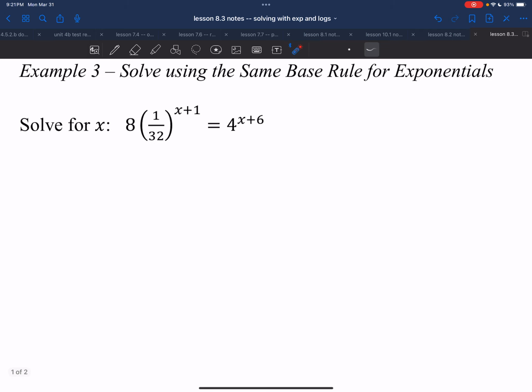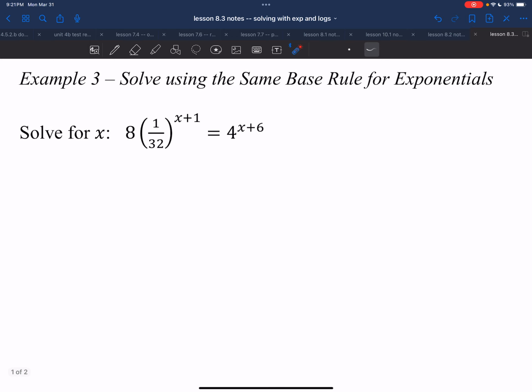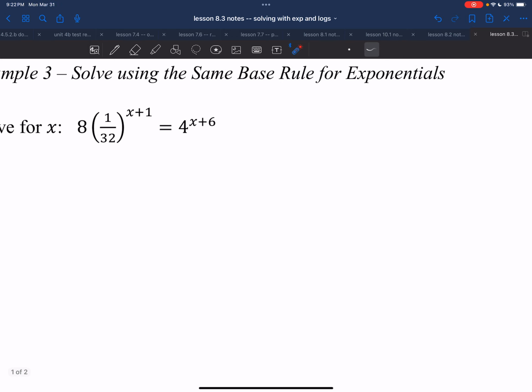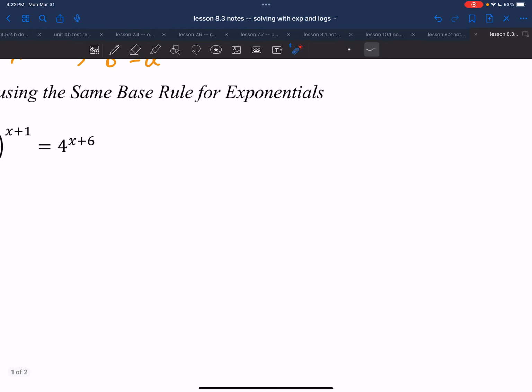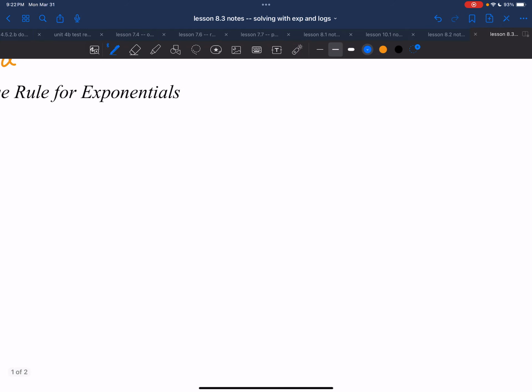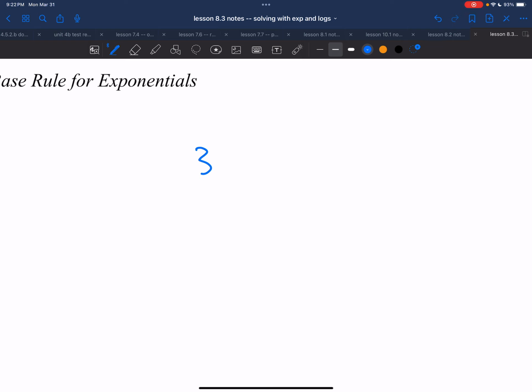Okay, example 3. This says using the same base rule for exponentials. So again, what the same base rule says, let me do a really simple one for you. Let's say 3 to the x plus 1 equals 9. This is an extremely simple example. They're not the same base, right? 3 and 9 are different numbers. But 9 is special because 9 is 3 squared.